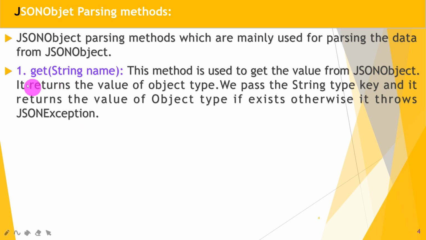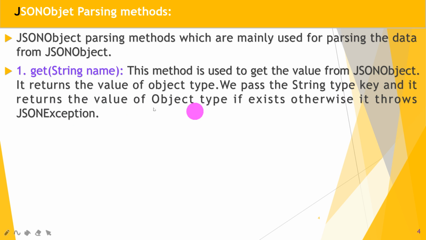The first method is get, and we pass the argument as a string name. This method is used to get the value from a JSON object. It returns the value of object type. So what does it return? It returns the object type. It is not written as a particular object class, it is written as object type. So we pass the string type key and it returns the value of the object type.